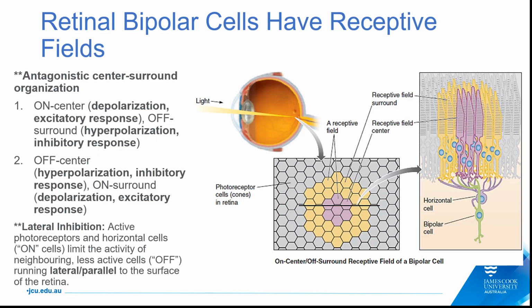Lateral inhibition, in this case, is very, very important. I'm going to read out this entire sentence. We have all these active photoreceptors, rods, cones, and the horizontal cells. If you cannot remember the horizontal cells, that's perfectly fine, but do remember the photoreceptors, because receptive fields always involve the photoreceptors. They are limiting the activity of the neighboring less active cells, the so-called off cells, and they're doing it in a horizontal way.